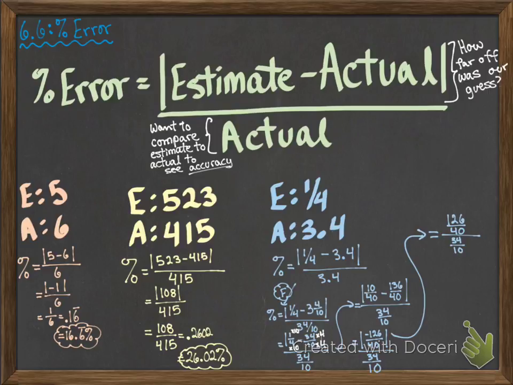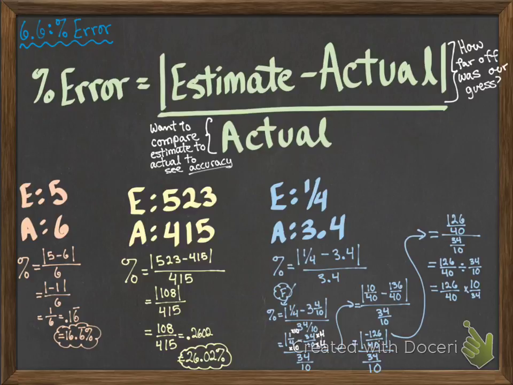So this is a complex fraction. We talked about this in our last unit. And we can solve that because I know that that is the same thing as 126 over 40 divided by 34 over 10, right? Because a fraction just means division. So now it's just the division of fractions. So this turns into 126 over 40 times, keep, change, flip, 10 over 34. And now I can just multiply numerator by numerator, denominator by denominator.